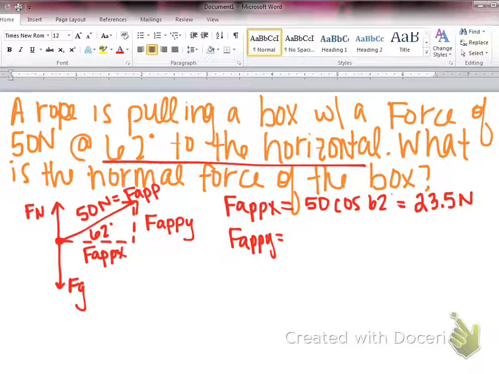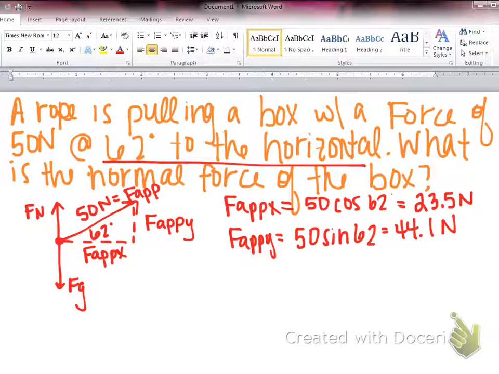Okay. If we want to solve for F applied y, we want to take 50 times sine of 62 because the F applied y is opposite of my 62-degree angle. Are both of my components heading in the positive direction? Yes, so they get to stay positive.